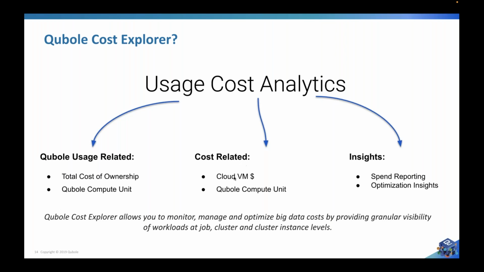And then it's cost related. Basically, it provides you all the cost of the cloud VMs being used. What is the cost for that? Are you using spot instances and other things? And along with that, what is the QCU? Insights provide you spend reporting, optimization insights, and other things. The statement we use for marketing is that it allows you to monitor, manage, and optimize big data costs by providing granular visibility at the workload set, job, cluster, and cluster instance level. So you can go to the level of job starting from the cluster.